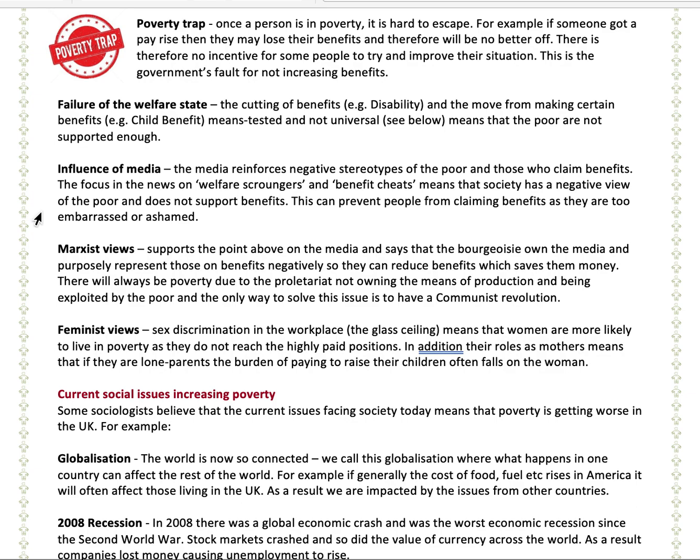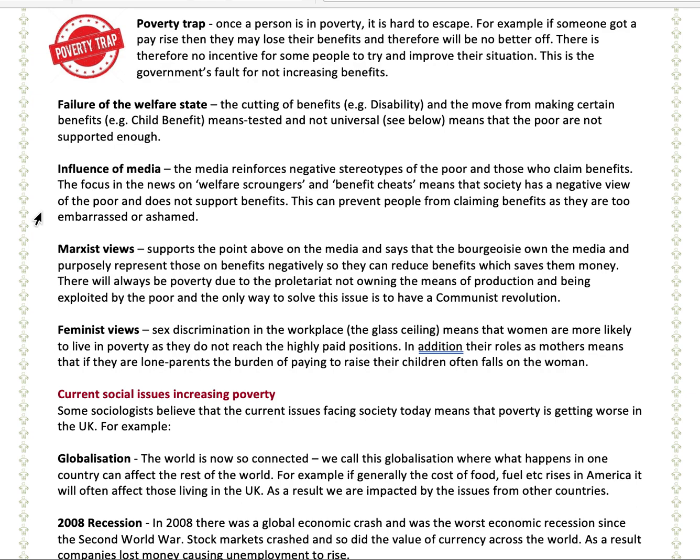Failure of the welfare state, so cutting benefits. Obviously, the benefits aren't necessarily enough, so people can still live in absolute poverty despite living on benefits, because they aren't providing a good enough standard of living. Also, the stigmatisation of people on benefits means they are embarrassed to claim them, which links us on to the idea of the influence of the media.